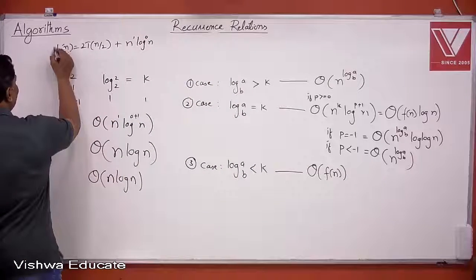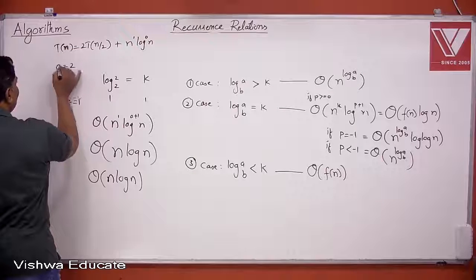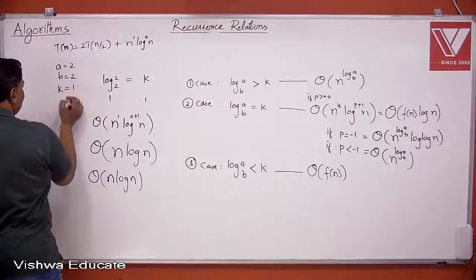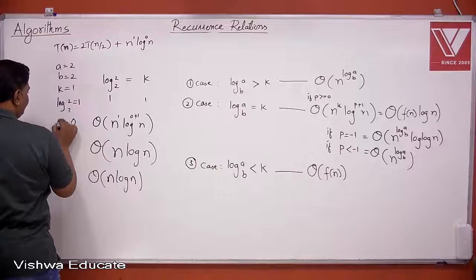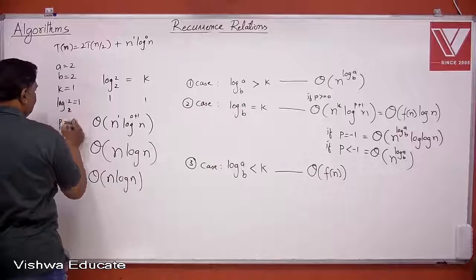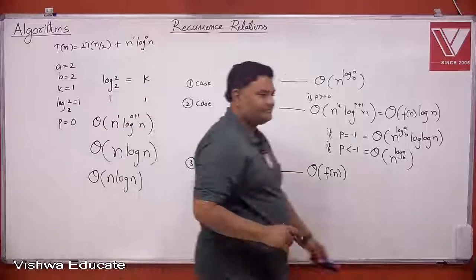Oh, you have to copy this one, sorry. A, B, k, log 2 base 2 and P, 0.